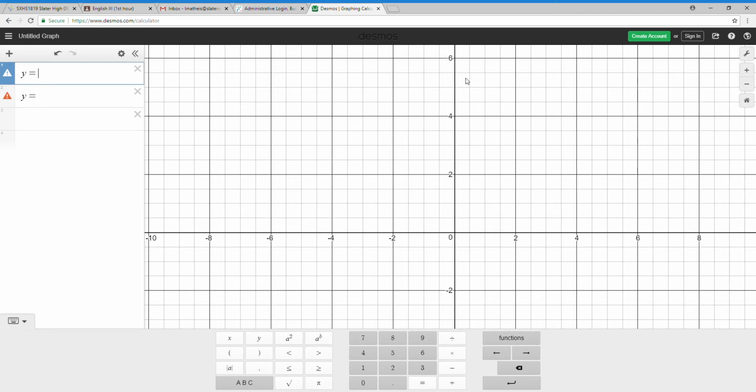Alright, so I'm here on Desmos. I know you used this last year, so this is a great program to be using on college algebra and any of your online classes. But I'm here to talk a little bit about graphing.